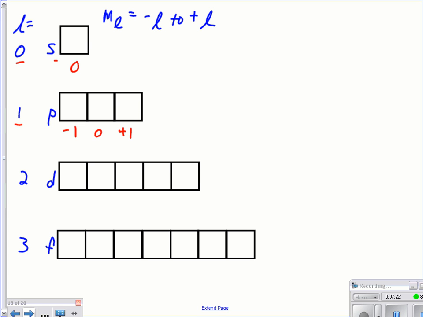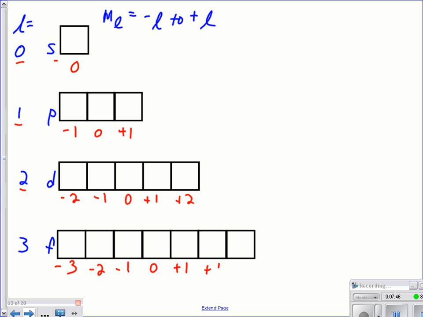We could keep going. We could do that for our D block. So if you're D, your L equals 2 for your D, that means your M sub L is going to be anywhere from negative 2 to positive 2. Negative 2, negative 1, 0, plus 1, plus 2. We could do the same thing for our F. We see it's anywhere from negative 3 to positive 3.